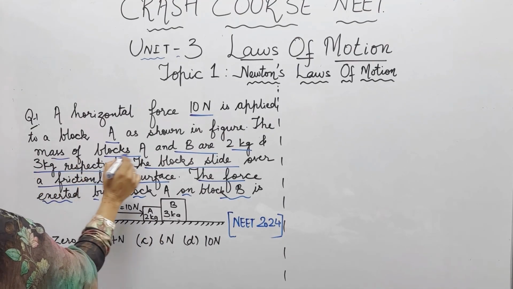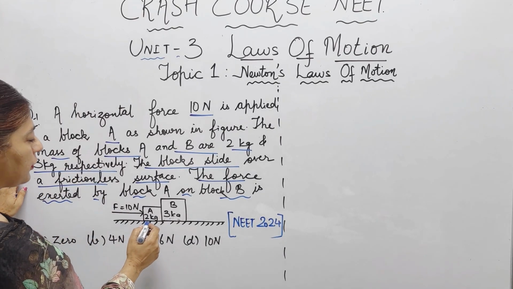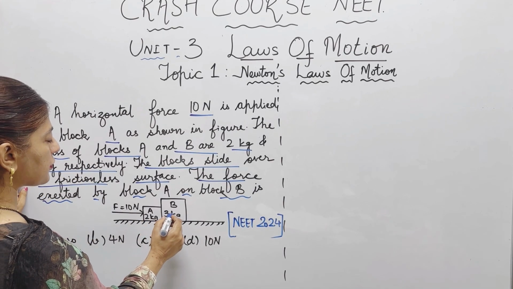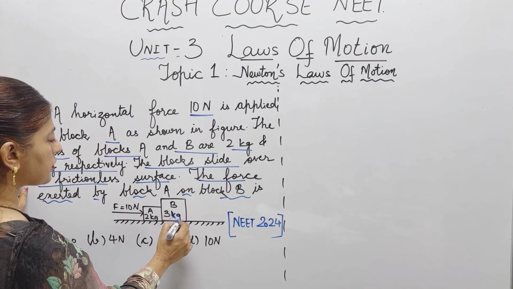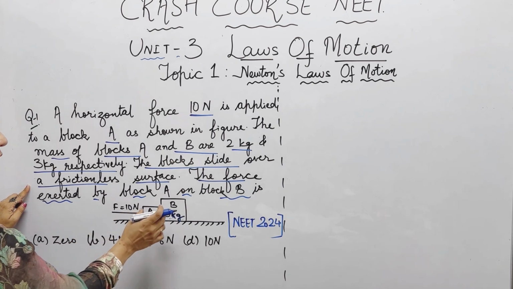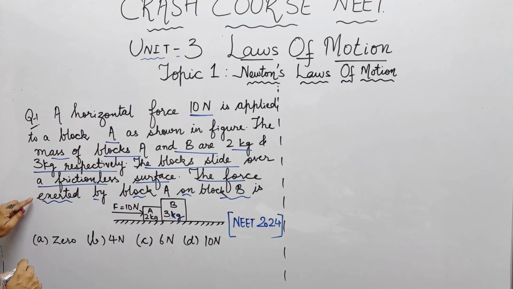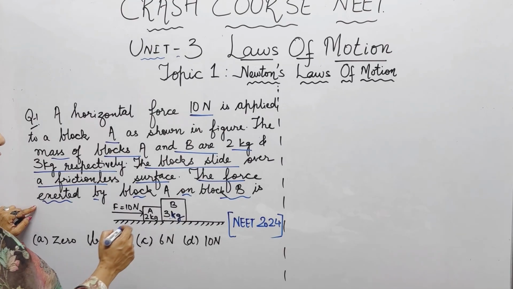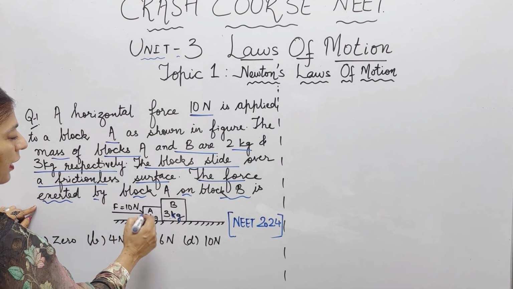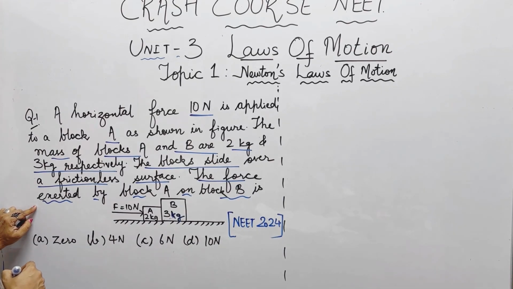The masses of blocks A and B are 2 kg and 3 kg respectively. Along with the 2 kg mass, there is another mass, B, of 3 kg. The blocks slide over a frictionless surface because of this force. The force exerted by block A on block B, how much force is being applied by block A on block B, is what we have to calculate.